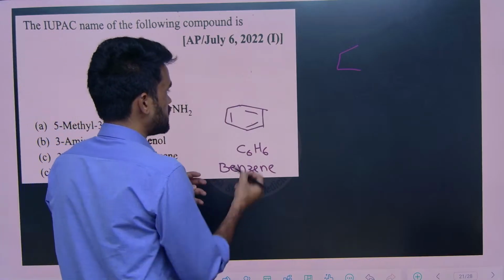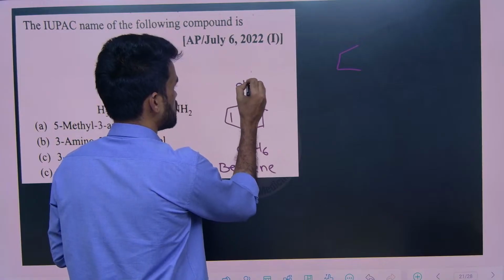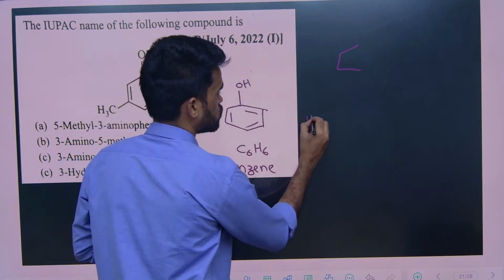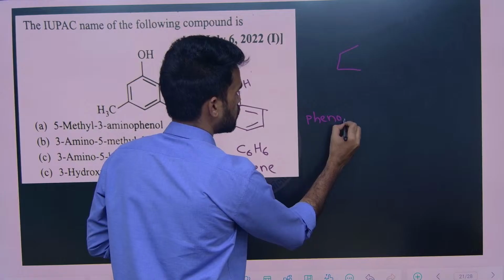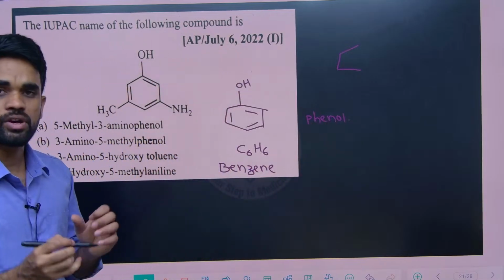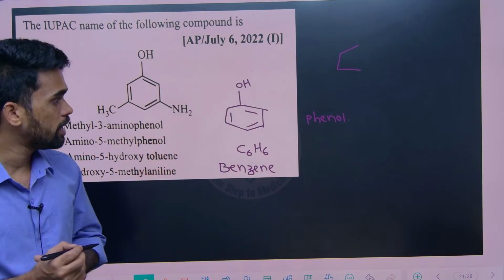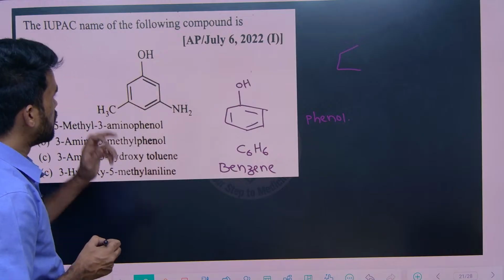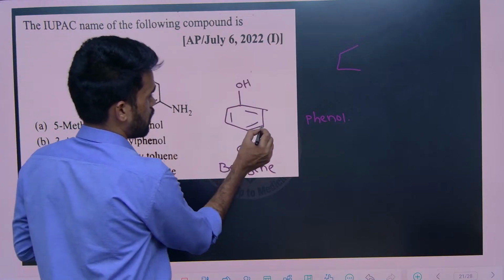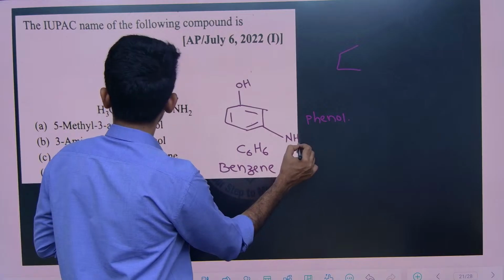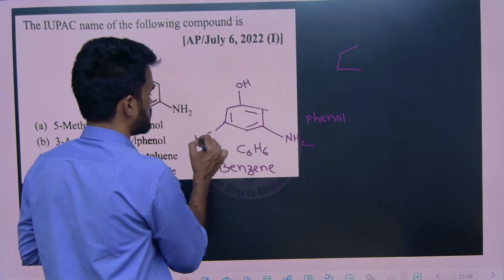If the benzene contains an OH group like this, you should call it phenol. What should you say? Phenol. So phenol is also an accepted IUPAC name. To this phenol, at this position we have an amino group, NH2, and at this position a methyl group is there.